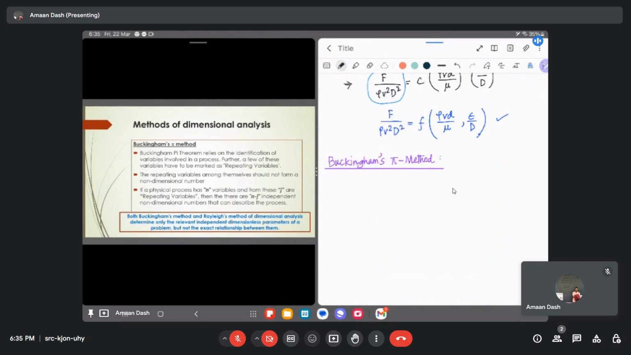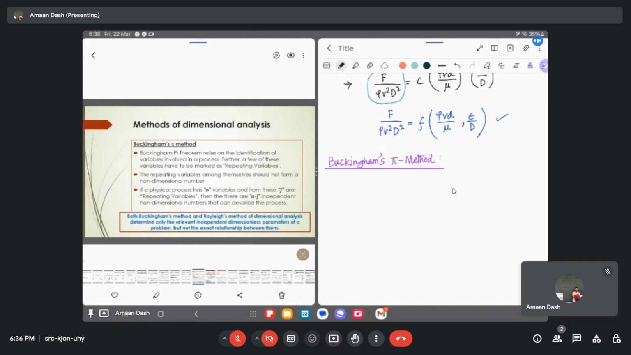So the Buckingham's pi method relies on the identification of variables involved in a process, just as previous. But a few of these variables have to be marked as repeating variables. The repeating variables among themselves should not form a non-dimensional number. So we have to keep in mind, if a physical process has n variables and from those j are the repeating variables, then there are n minus j independent non-dimensional numbers that can describe the process.